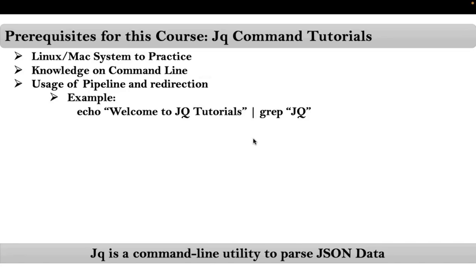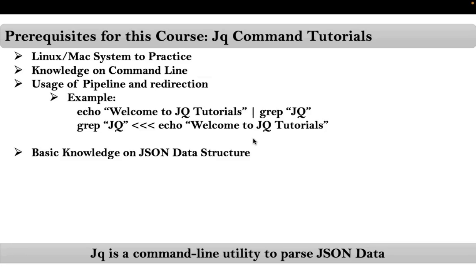See here, echo output we are pipelining to grep command, and this same concept you can also write this way using redirection symbol. So for this course you should have basic knowledge on how to use pipelines and how to use redirections, and basic knowledge on JSON data structure. That means JSON is like a key value pair representation. So what is a key and what is a value? That much knowledge is required to go through this course.